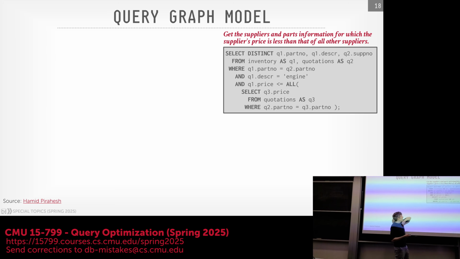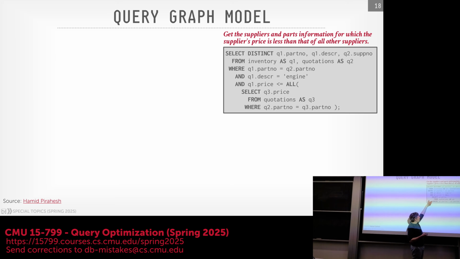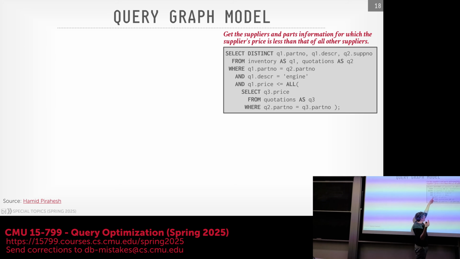So it's a nested query where the outer query is doing a join on the inventory and quotations tables, and then we have this nasty nested query with the ALL predicate that's going to get the price of the part that they're trying to look up. This is basically saying: for any part in inventory as part of Q1, if its price is less than all other prices, meaning it's the lowest price, then the predicate would get satisfied.